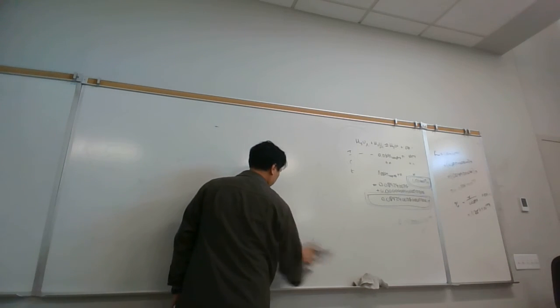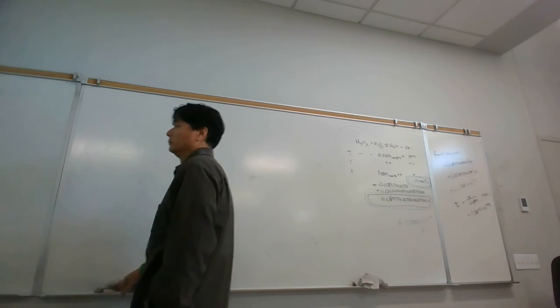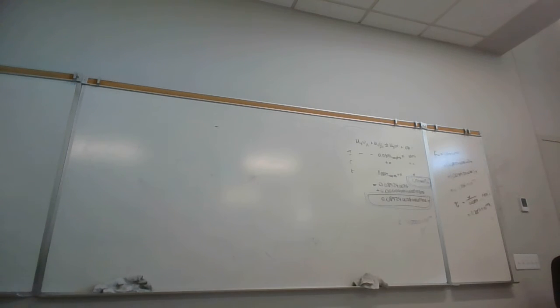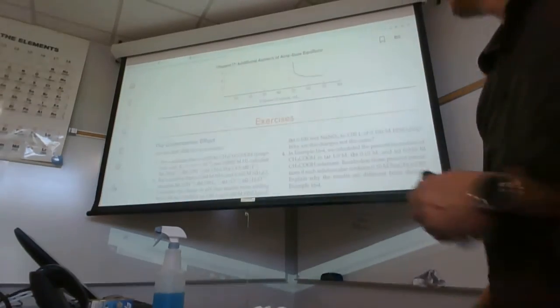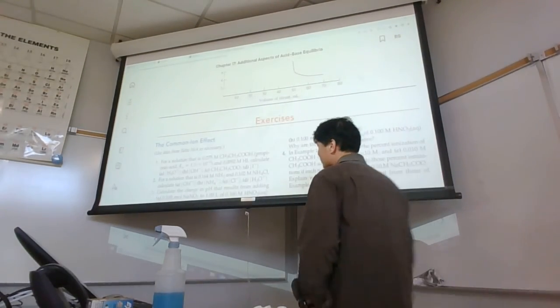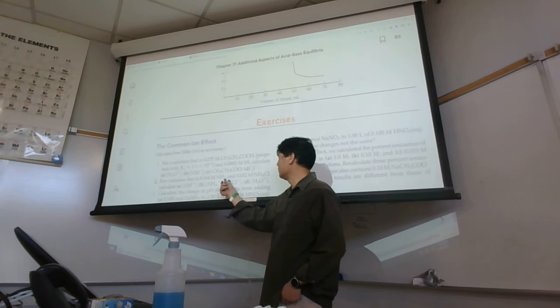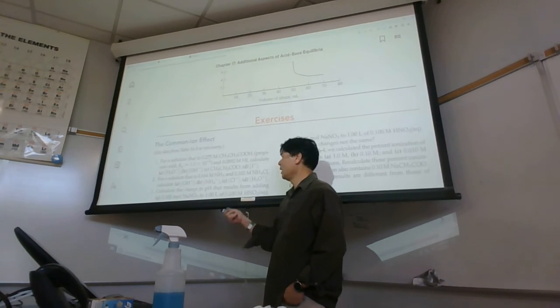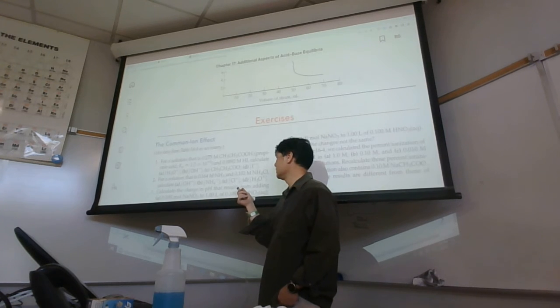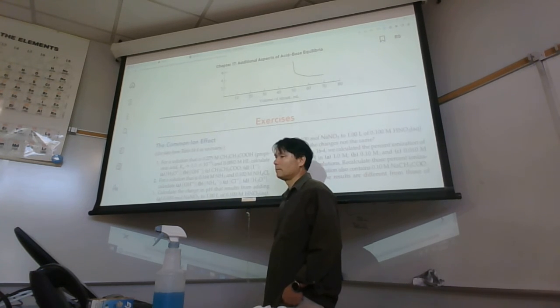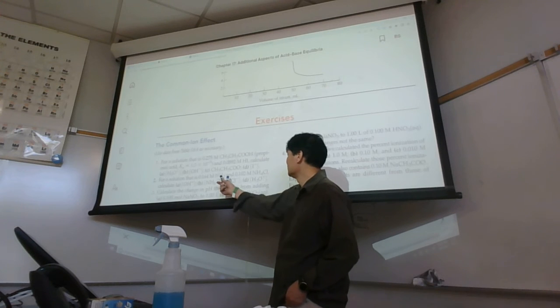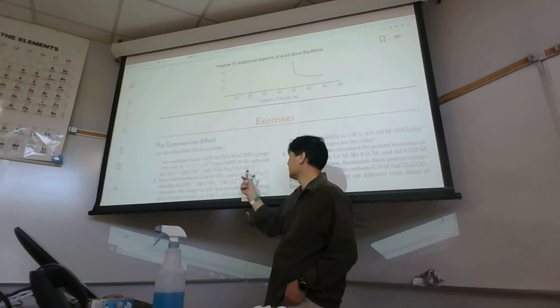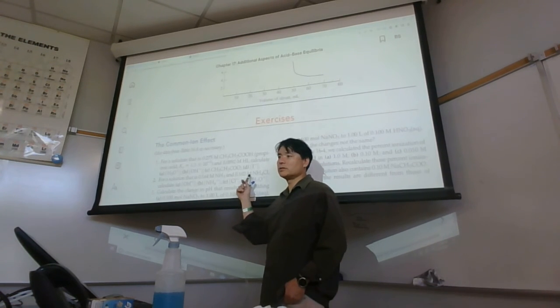Let's take a look at the next problem here. The next problem is for a solution that is 0.164 molar in ammonia and 0.102 molar in ammonium chloride, calculate A, hydroxide, B, ammonium, C, chloride, D, hydronium. When you look at this, you see this is the base and its conjugate acid. So this would be a Henderson-Hasselbalch buffer.